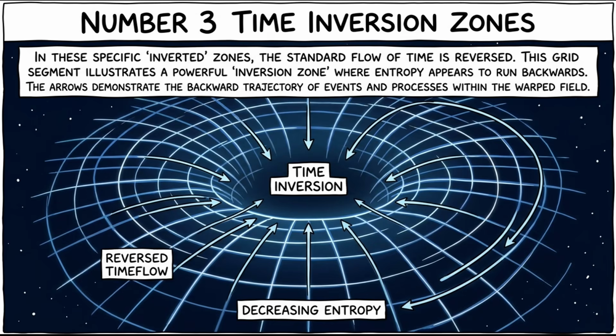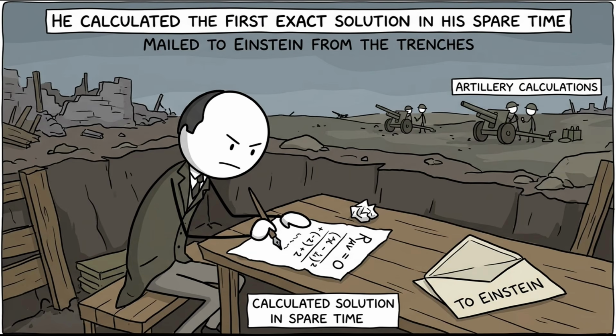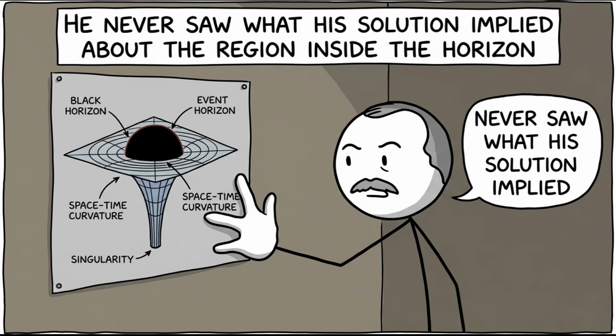Number 3. Time inversion zones. In 1916, Karl Schwarzschild was serving on the Russian front in the German army. He calculated the first exact solution to Einstein's field equations in his spare time between artillery calculations and mailed it to Einstein from the trenches. He died a few months later of an autoimmune disease contracted in combat. He never saw what his solution implied about the region inside the horizon.